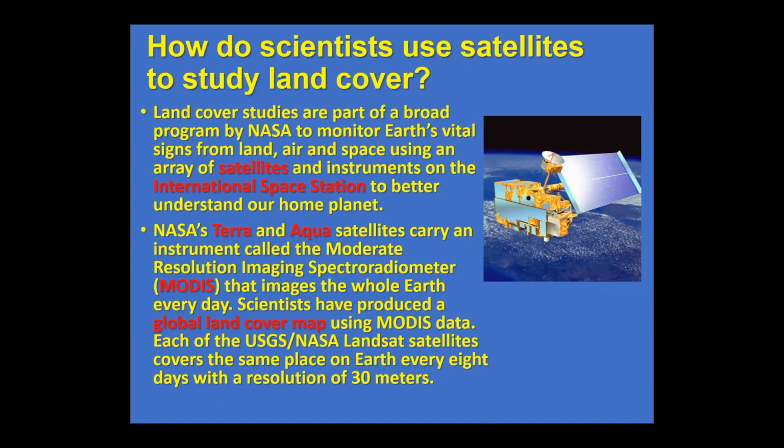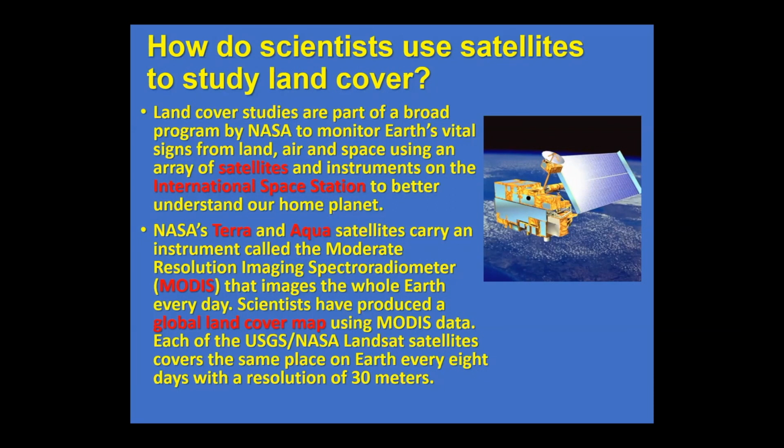An important element of studying land cover is to recognize that there's a lot of good work out there from, for instance, NASA in terms of monitoring Earth's land cover. There's an array of satellites, a whole laundry list of satellites that are taking measurements daily. And there are instruments on the International Space Station as well. Terra and Aqua satellites carry certain instrumentation. One is the Moderate Resolution Imaging Spectroradiometer, or MODIS. But MODIS is very helpful in helping scientists create land cover maps.